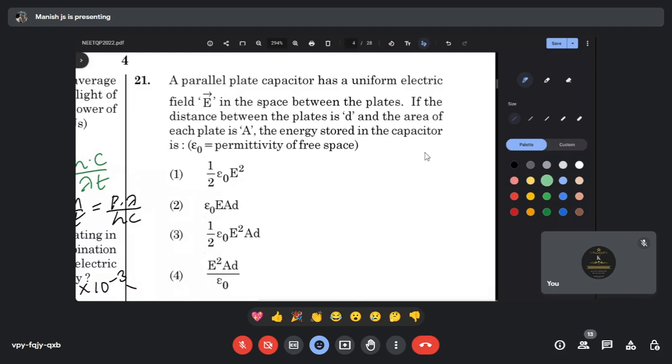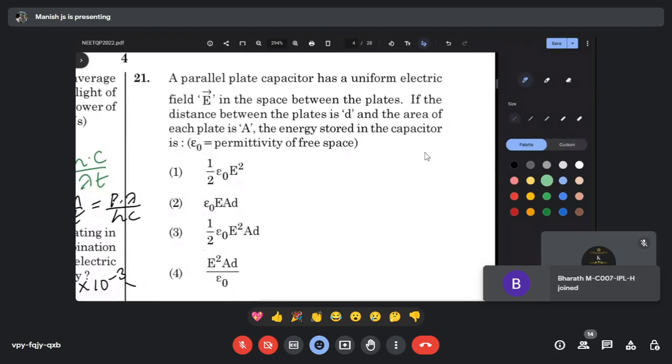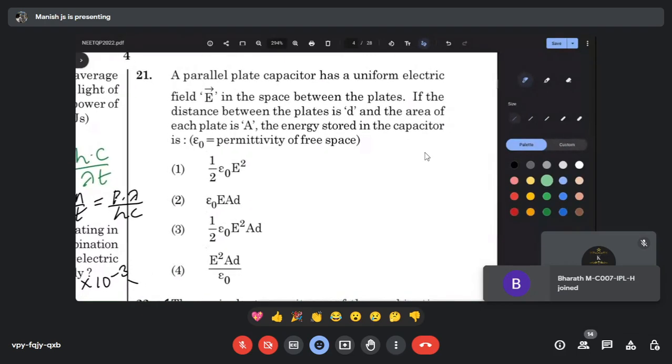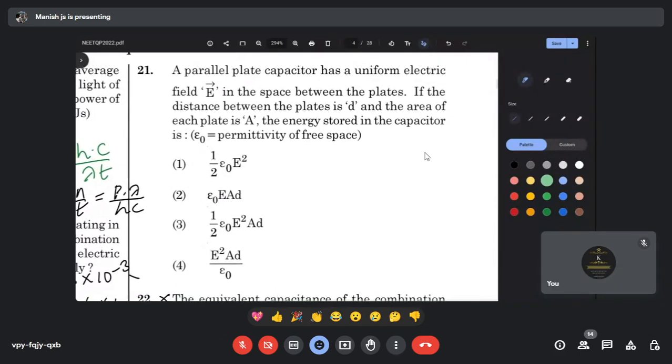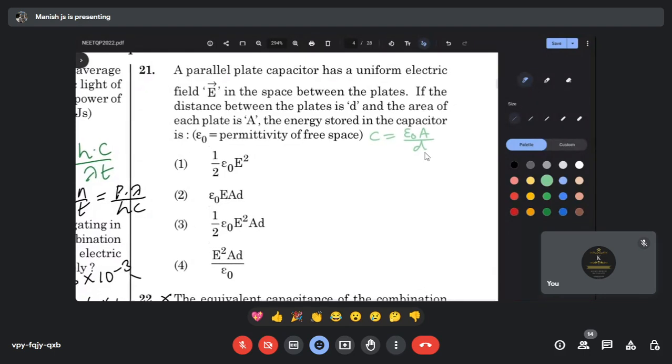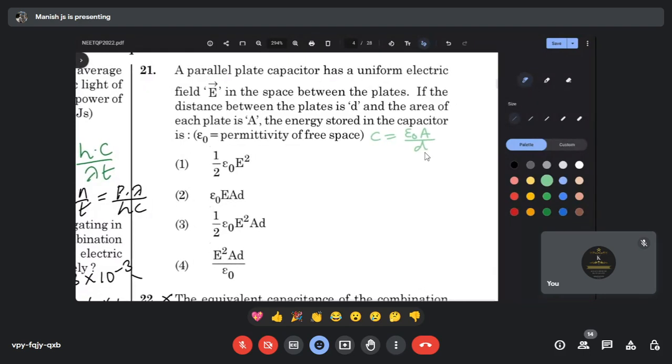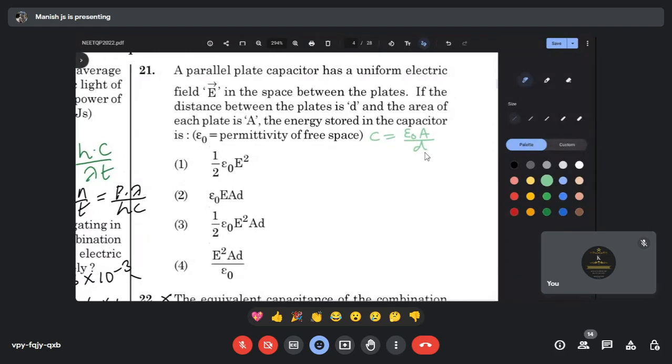So first, option 1. We will check whether it's option 1. First we are going to write the expression for a parallel plate capacitor. C is equal to epsilon naught A upon D, where epsilon naught is the permittivity of free space, A is the area of the plate, and D is the distance of separation between the plates. So that is all about this formula.